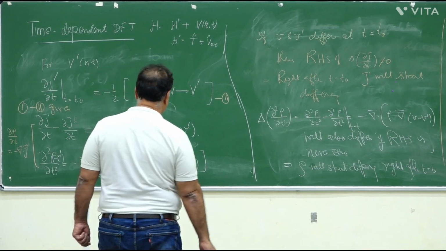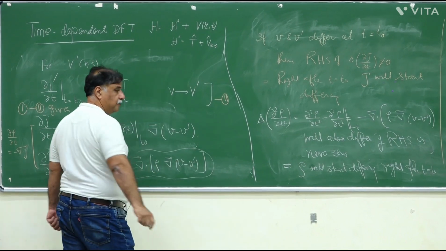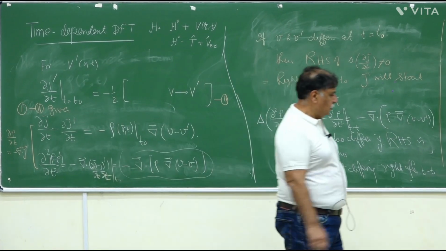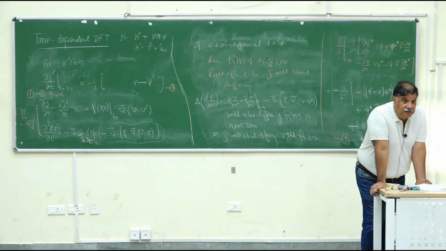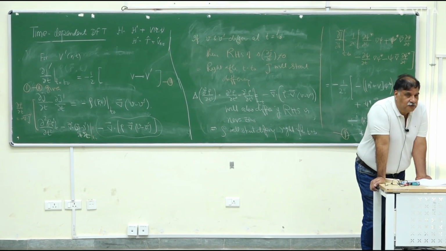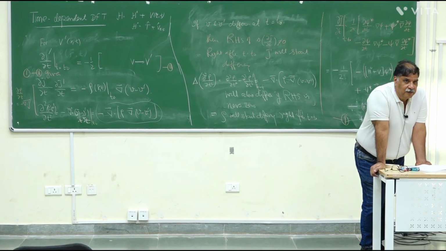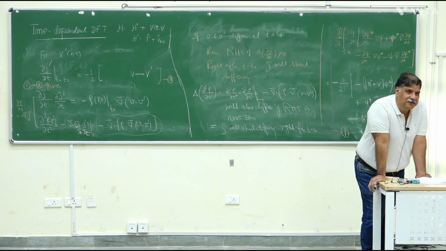Okay, now we have to show that this is not 0. So basically we have shown that if the potentials are different, V and V prime, and they evolve, then the current evolves differently, and so does the density. And if they evolve differently, they will start differing in time. As time proceeds, they will start differing.